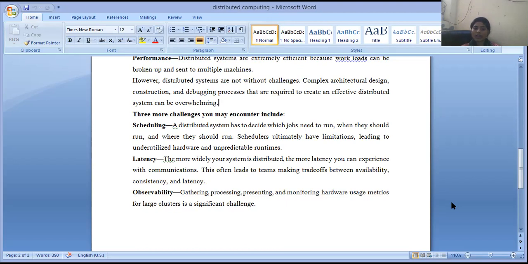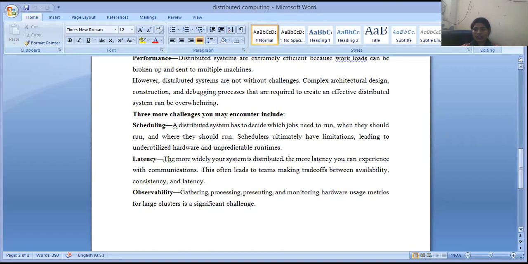Now, observability. It means gathering, processing, presenting, and monitoring hardware usage, how much hardware is required in that particular network of all the systems situated in that network. So, gathering all resources, processing them, presenting and monitoring hardware usage metrics for a large cluster. What is a cluster? There is a network in which multiple systems are situated and available in that network in a distributed form. That is the formation of a cluster, isn't it? So gathering, presenting, processing, and monitoring all those systems for a large cluster is a significant challenge, isn't it?